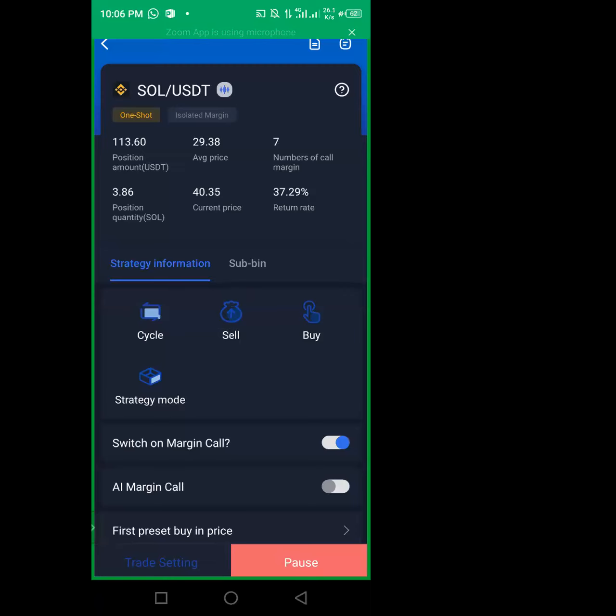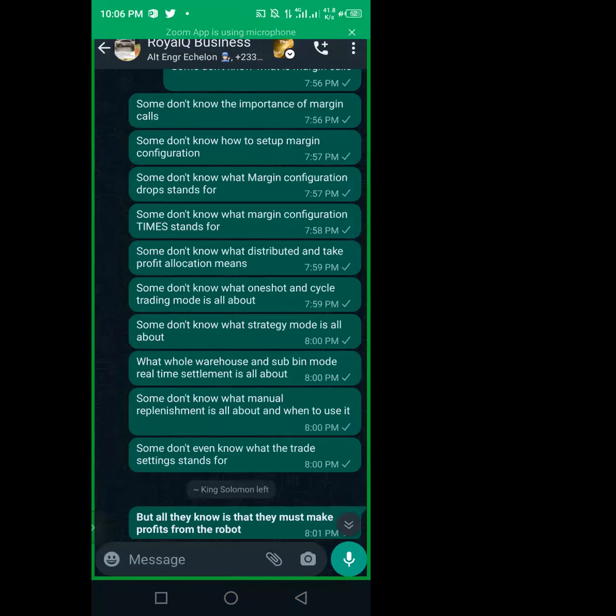One shot with buy and sell is just one cycle, but a cycle will continue buying and selling, buying and selling, buying and selling. But one shot will only buy and sell once, and close the trade for you. So I've been able to talk about one shot.